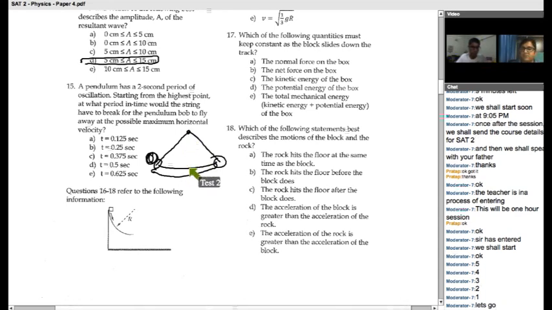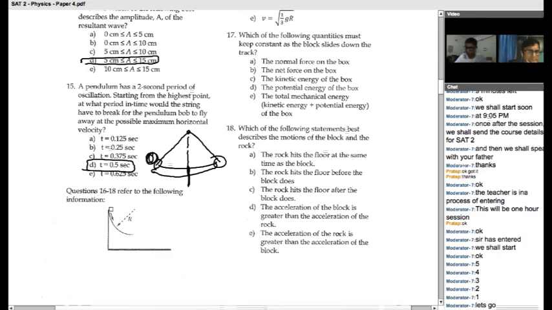See, the maximum velocity occurs at the equilibrium point. So here it will have a maximum velocity. So if the string breaks here, then it will move with a maximum velocity. Now it takes 2 seconds to complete. It means from here to here it will take 1 second. It means from here to here it will take 0.5 seconds. Okay, Adi. What about 16?